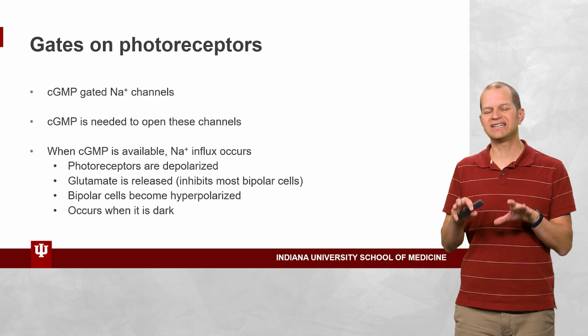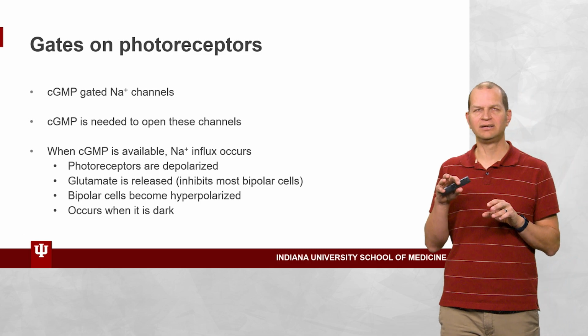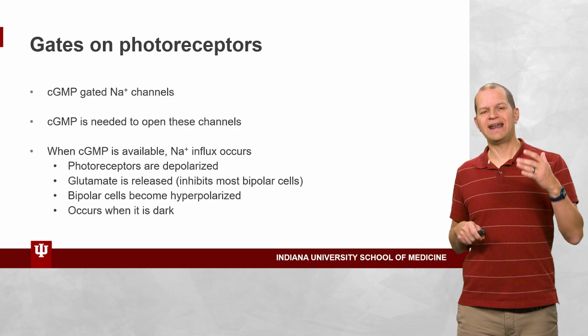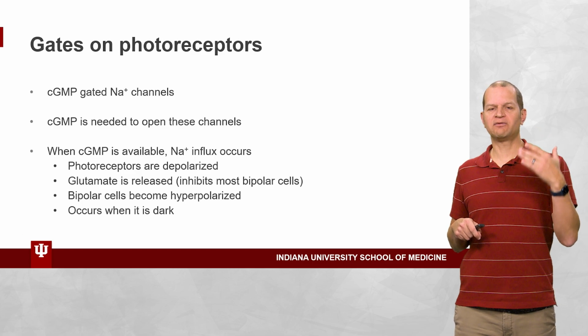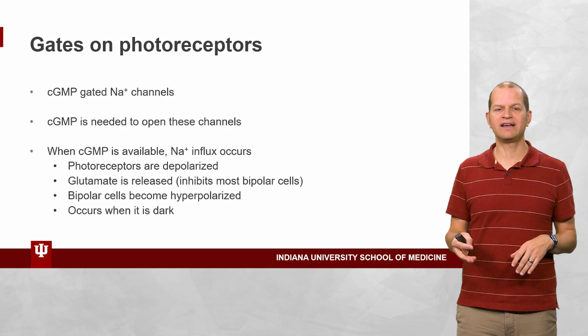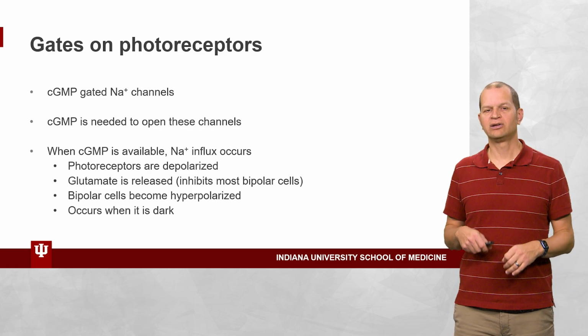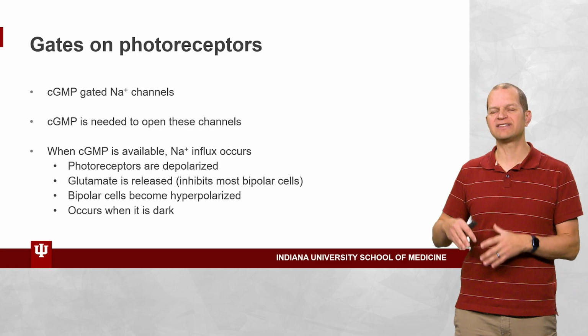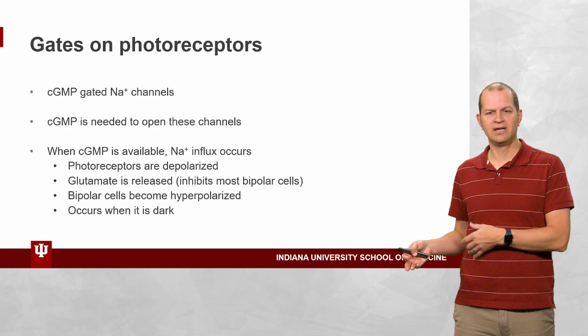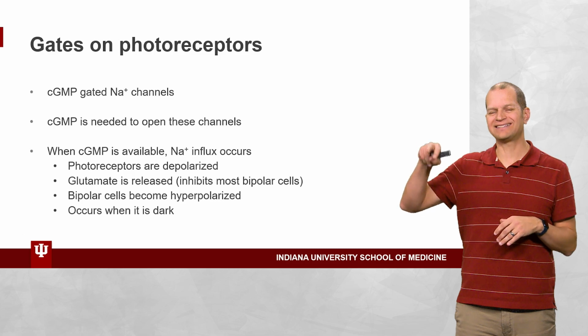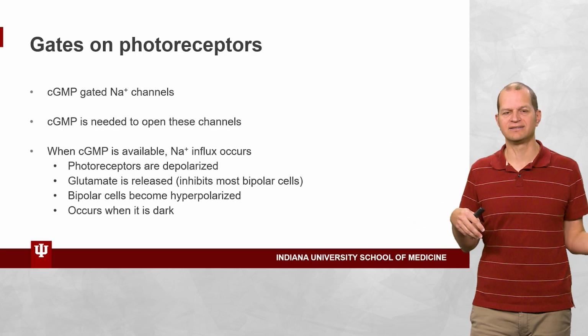This is where vision gets complicated and a little unintuitive. Okay, so what happens is sodium goes in, that depolarizes the photoreceptors, which causes glutamate to be released. Glutamate, in this case, inhibits most of those bipolar cells. We mentioned bipolar cells earlier. Okay, bipolar cells basically connect photoreceptors to ganglion cells.